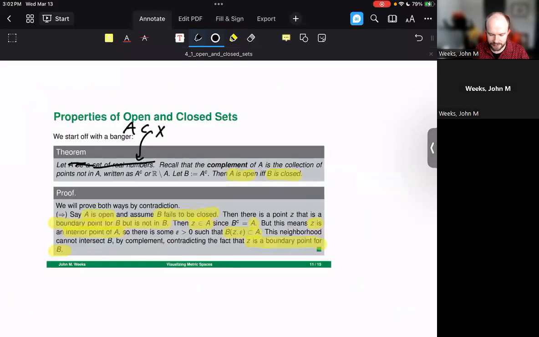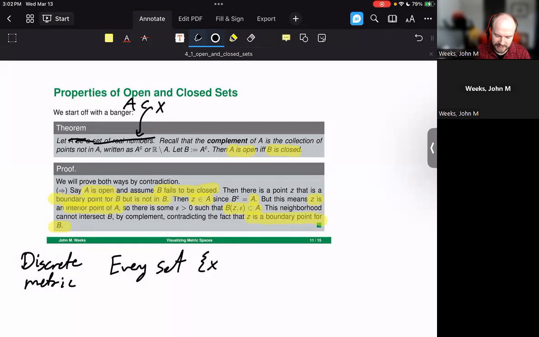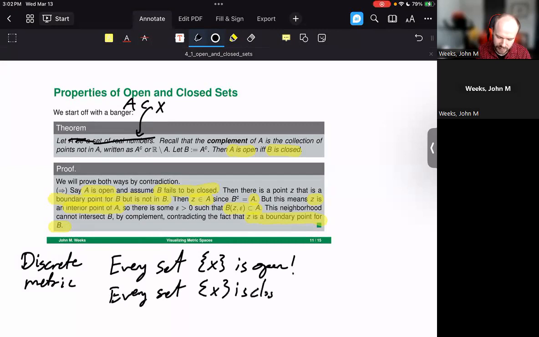Let's take something like the discrete metric. If we take the discrete metric, remember that we've described that every set, which is the set X, is open. In fact, every set, the set X, is closed. We've said both of these things. We've said that every individual set is open and it is closed.